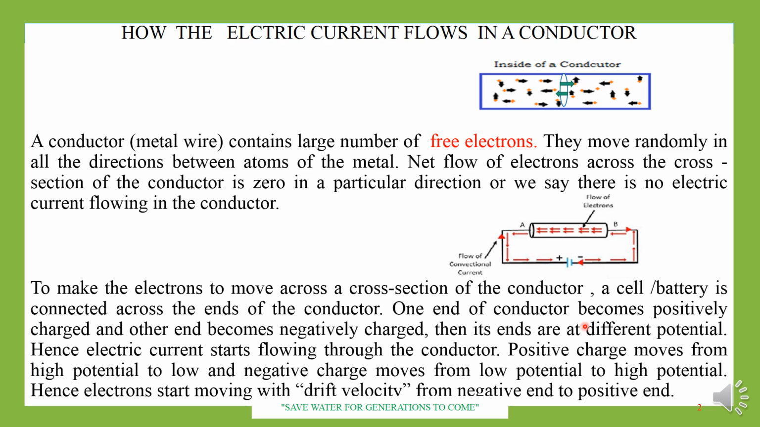Positive flows from high to low, and negative means electrons, they are carrying negative charge. They start moving from low potential to high potential. Hence electrons start moving with drift velocity from the negative end to the positive end, and we get a continuous flow of electric current through a conductor. Here conductor means, again I am repeating, the substances, the metals which allow electric current to pass through them easily.